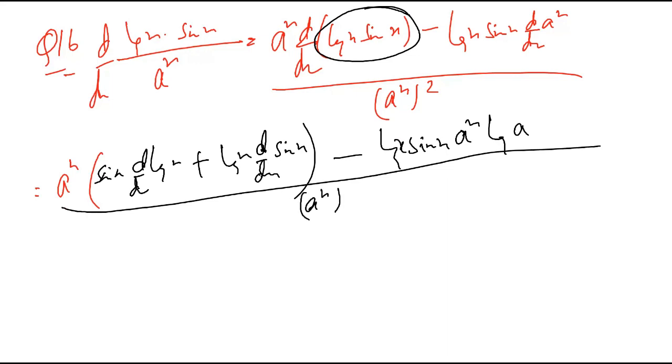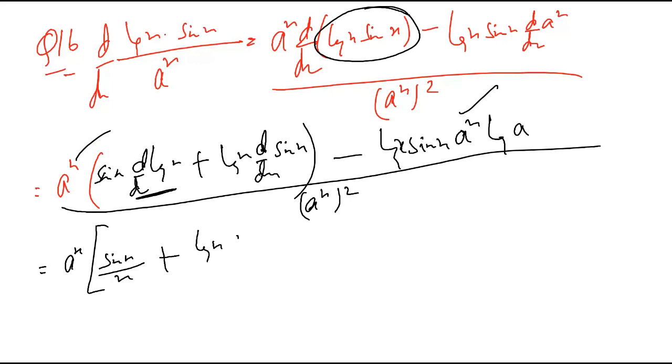Now the second part, what else can we do? The first thing is I can take a power x common from both the parts. It will give you a raised to power x. In the bracket, you will have sin x, and d by dx of log x will give you 1 over x, plus log x. Now here, you have to differentiate sin x, and sin x will give you cos x. There is no bracket here, because it has been removed as we have taken a power x common. Now here, this is the negative sign, and it will give you log x sin x log a.